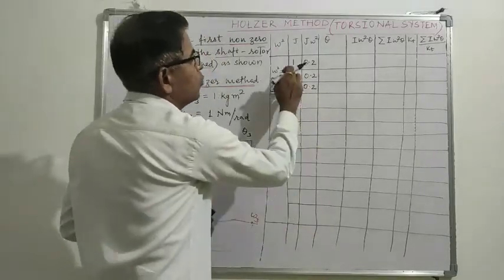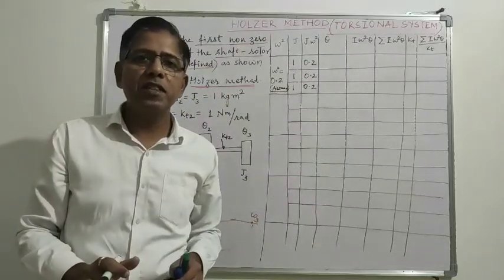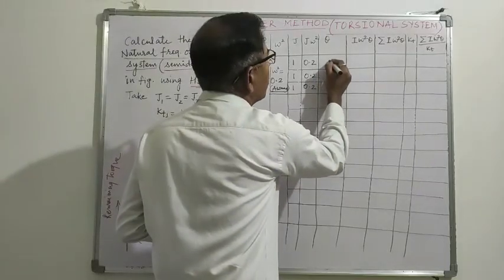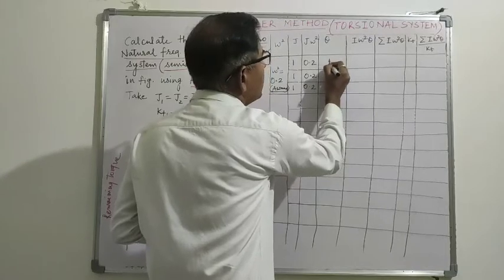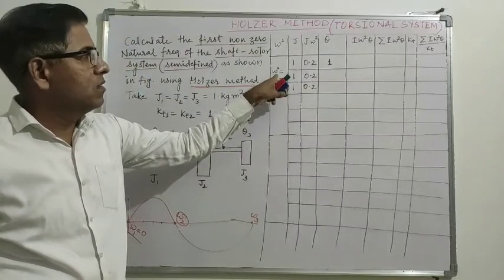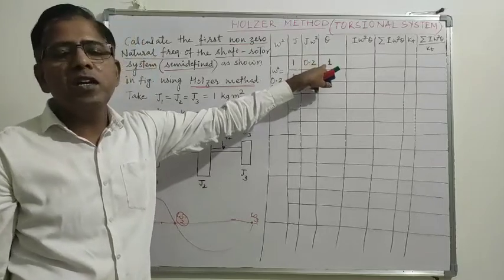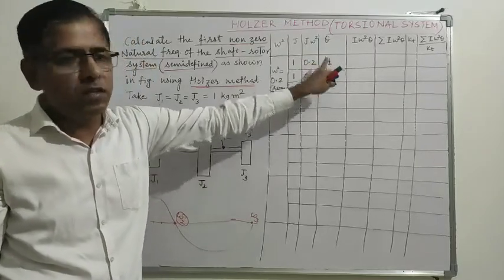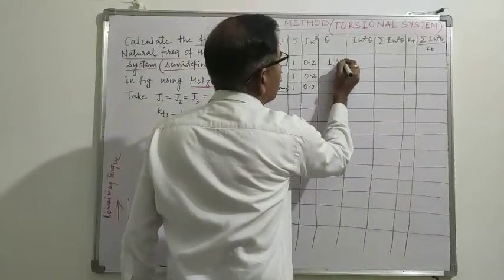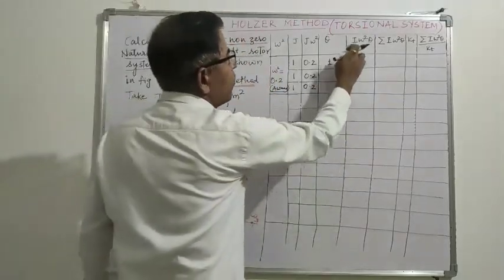Okay, so in the theory of the Holzer method we have seen that the initial value of theta is assumed to be 1. There are 2 assumptions in the Holzer method. First, assume the value of natural frequency, and assume the initial angular displacement as 1. So here we have assumed, again there is assumption. So this is assumed. Then I omega square theta.